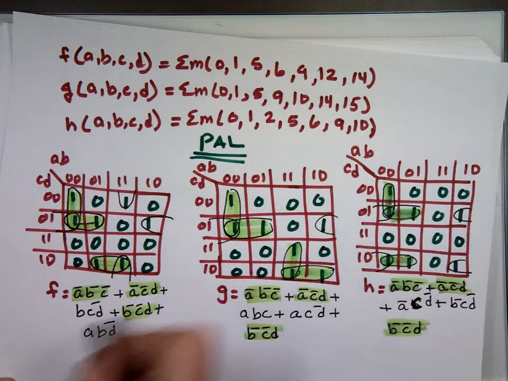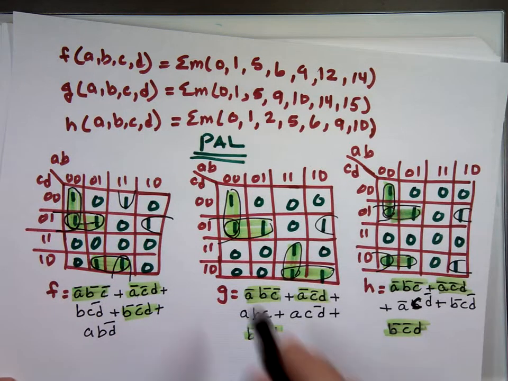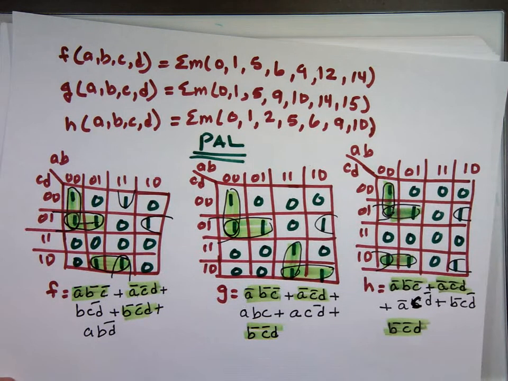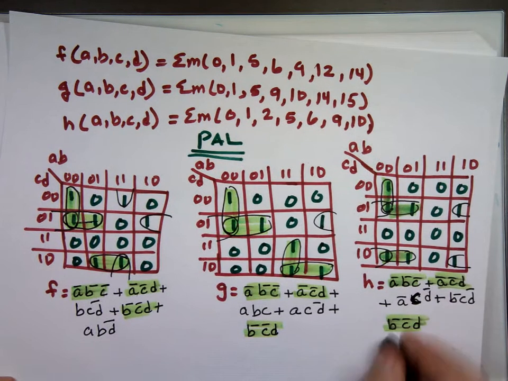I got a problem. How many gates? 1, 2, 3, 4, 5. Got a problem. So now we have a problem here. So what are we going to do?